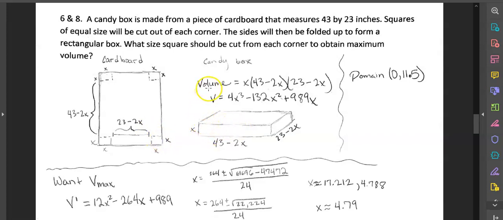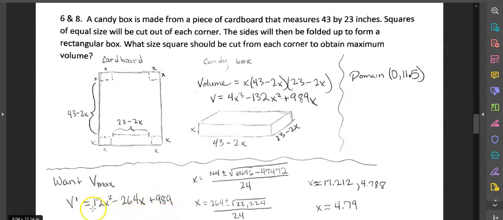So your dimensions for your volume is going to be length times width times height, and our length is X, the width is 43 minus 2X, the height is 23 minus 2X. Or you could move these variables all around. Again, it doesn't matter which you determine to be your length, your width, or your height. You still end up with the same equation. And then you want to maximize your volume. So we find the derivative of our equation. And here it is. And then you need to set it equal to 0 and solve it.